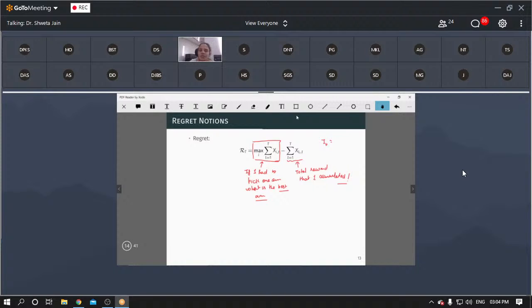So now once I define this metric, this kind of loss function, then what is it that I want? I want to design an algorithm which gives me these I_t values so as to minimize the regret. I want to be as close to the best as possible.